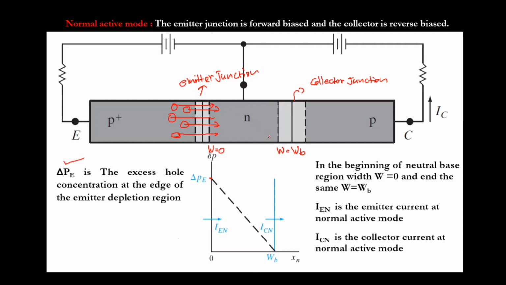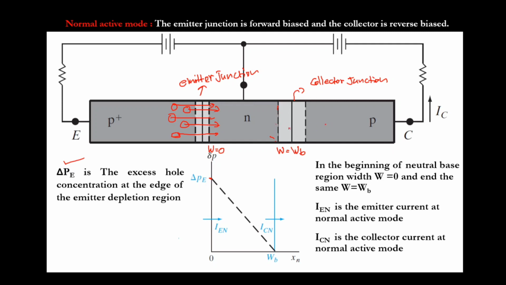But once we reach over here, what will happen? As soon as the hole reaches this point, that hole will move suddenly towards this region because of the electric field. So if I look at this region, the hole concentration is literally 0, because as soon as the hole comes to this point, I mean W equal to WB, the hole is going to be dragged towards the collector.